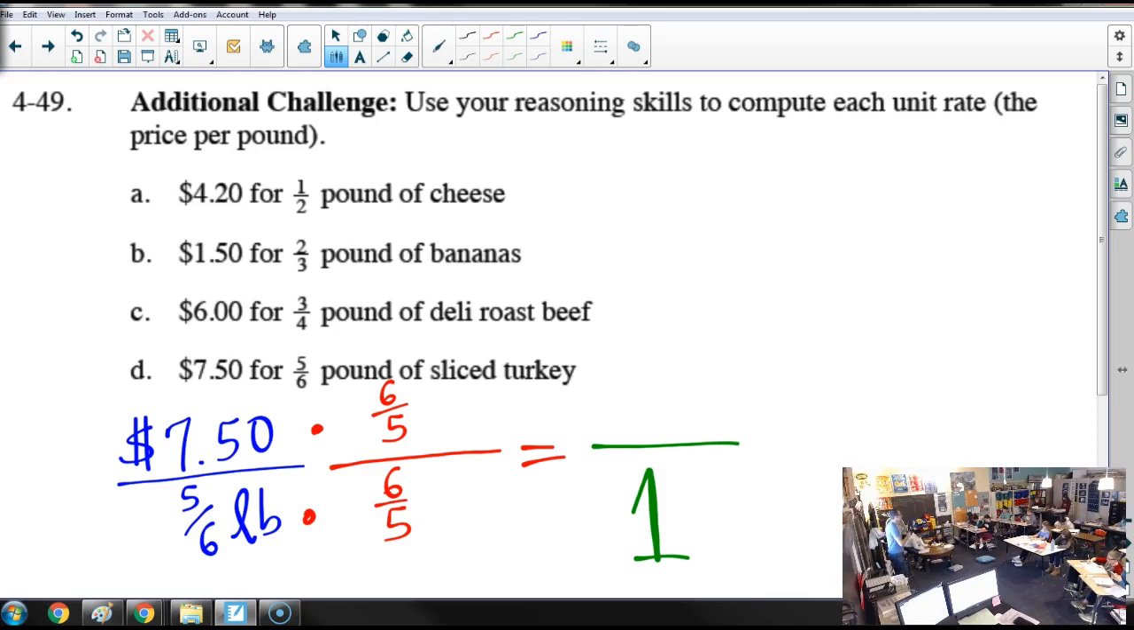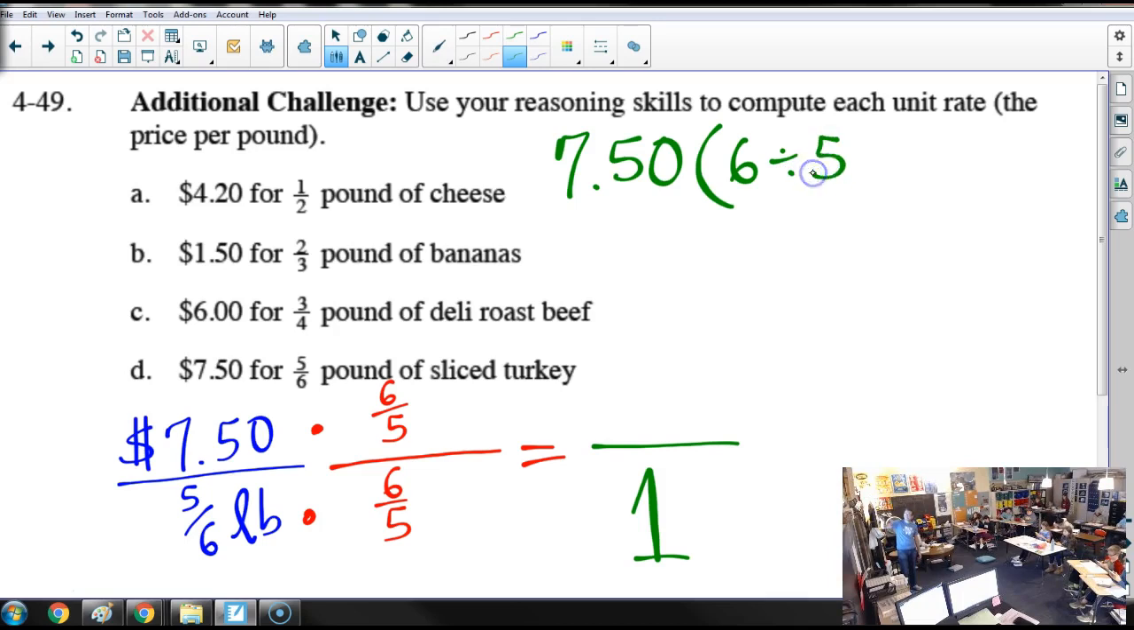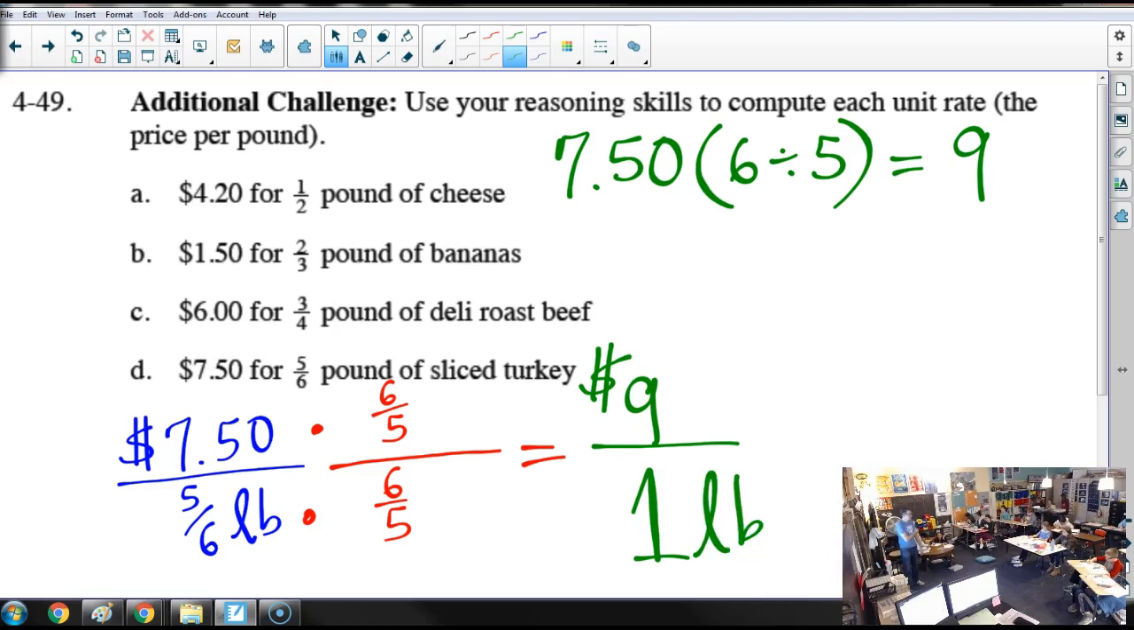So in your calculator, remember we said we're going to make the calculator do the hard work for us? You're going to type in 750, parenthesis, do this with me please and watch your partner if you're not the one with the calculator, 6 divided by 5, because that's the fraction 6/5. And that gives us 9, which means this is $9 for 1 pound.